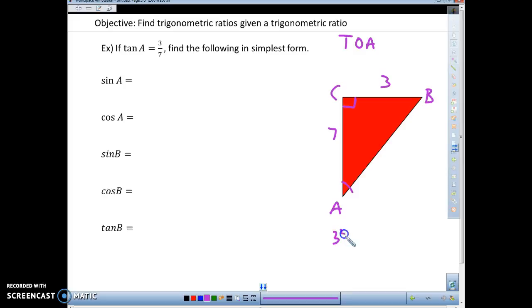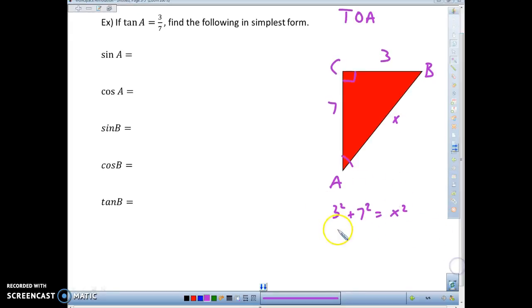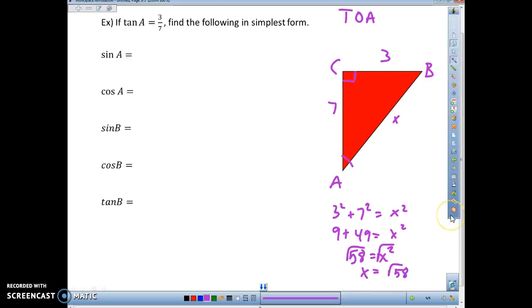So since I have my legs, 3 squared plus 7 squared is going to be equal to my hypotenuse squared. So I have 9 plus 49 is equal to x squared, which is 58 equals x squared. Solving for x, we get radical 58. And can I go ahead and reduce this one? Root 58. Do not believe I can. So we're just going to leave it as radical 58. Okay. And then we're going to plug in these values.